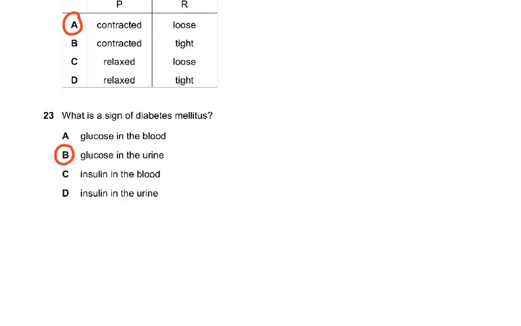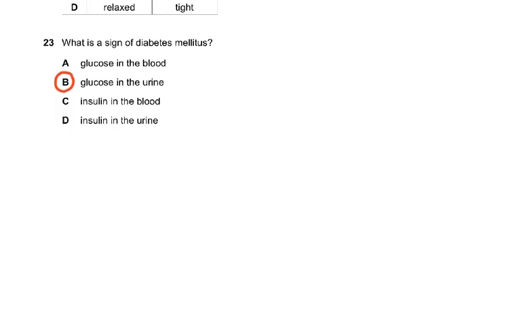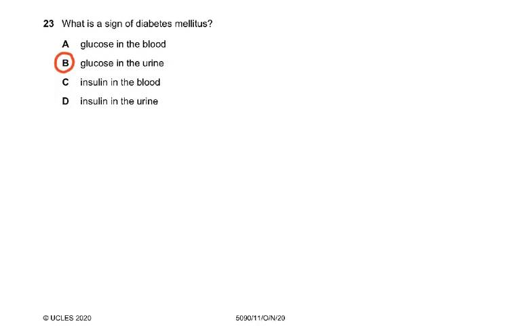Then we come on to question number 23. What is a sign of diabetes? A sign is something which we can check and see. A symptom is what you feel. Like headache is a symptom, and I cannot tell if you say you have a headache. Well, I have no way to check. I don't have a thermometer or something with which I can check whether you have a headache or not.